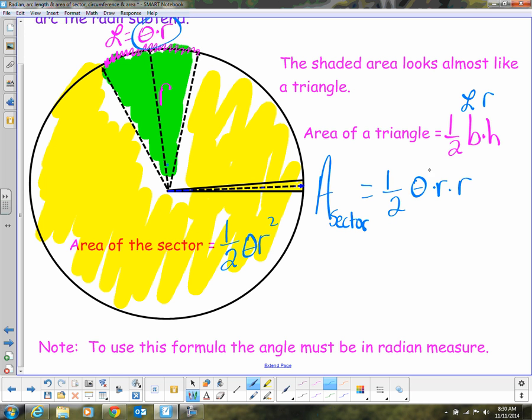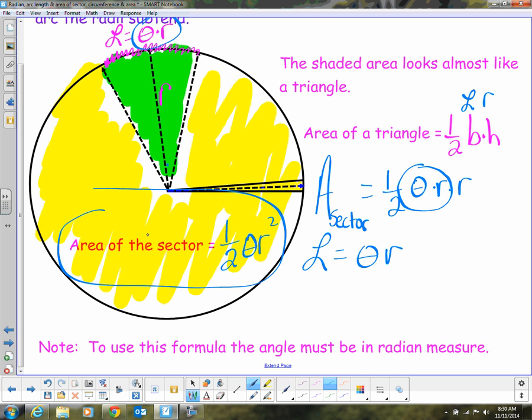Theta and r. Theta and r is our base because that is the length of the arc. All right. So this is the new formula between arc length, which is theta r, and the area of a sector, we can do everything.